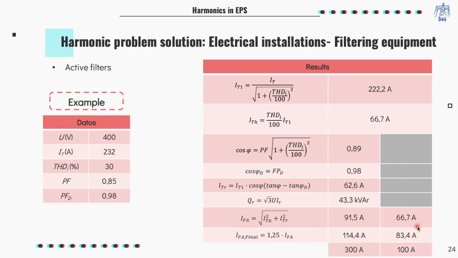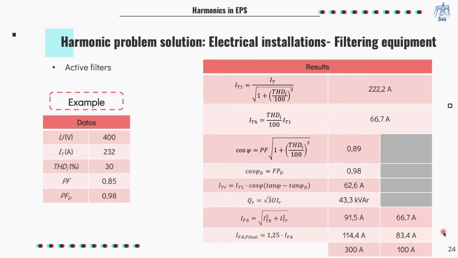These rated currents are multiplied by a security factor. If we choose the first option, a 300 amperes active filter must be selected. If we choose the second option, a 100 amperes active filter will be selected.